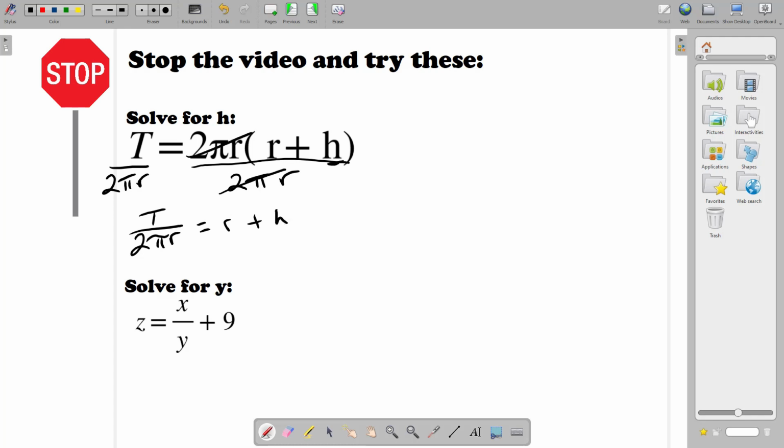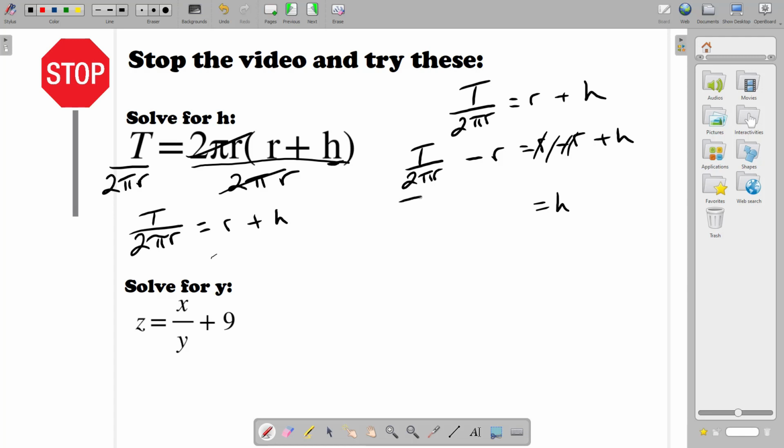We're trying to get h by itself, so let's rewrite this up here. t over 2 pi r equals r plus h. I'm going to subtract r from both sides. Positive r, so I need a negative r, so those add out. If I do that on this side, I must do that on this side. Those add out. I get h is equal to t over 2 pi r minus r.